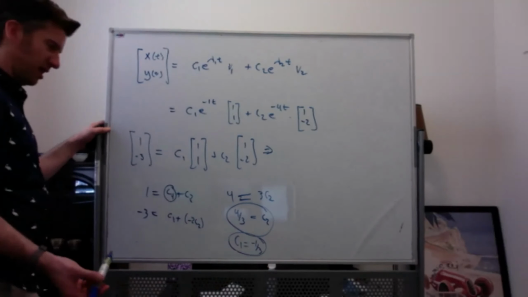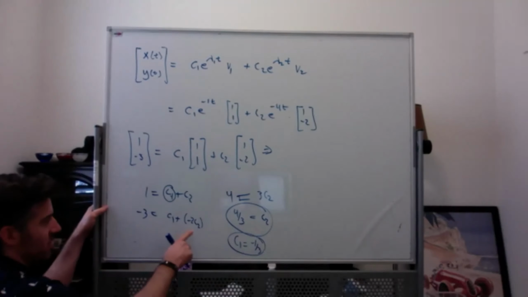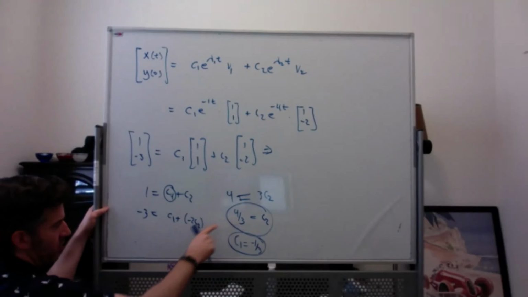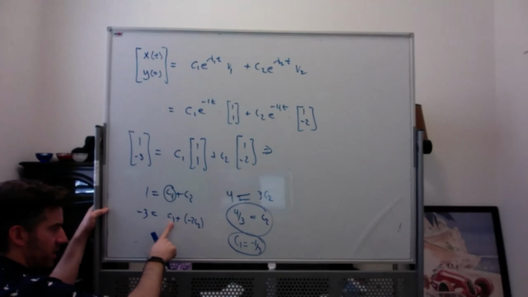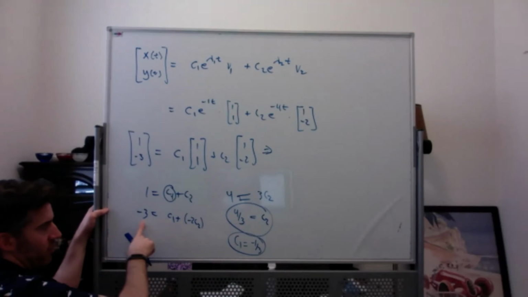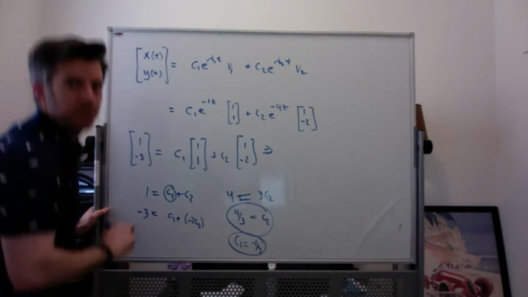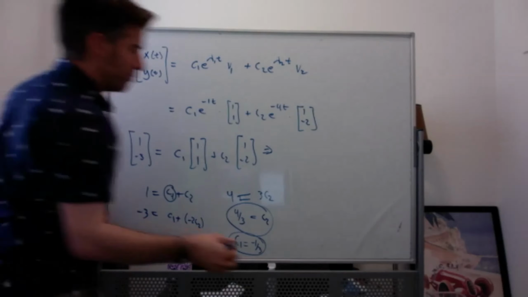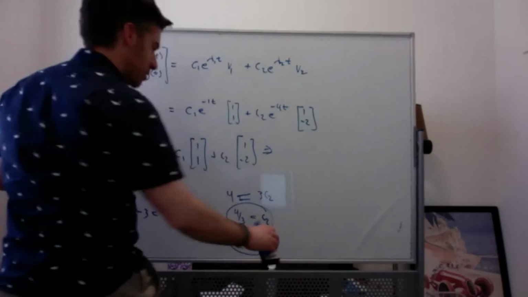And I would probably check this to be sure. I plug those numbers in here. Negative 2 times 4/3 is negative 8/3, plus negative 1/3 is negative 9/3, which is negative 3. So that checks out.